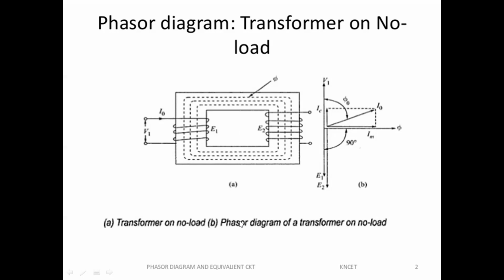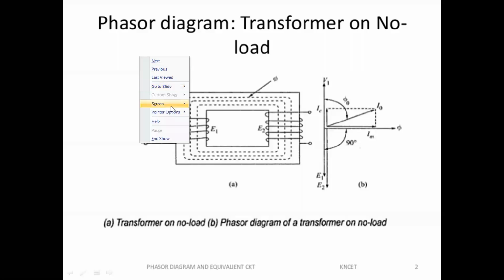In our last class, we discussed transformer phasor diagrams on no load. So today we will discuss the transformer phasor diagram on load. On load means an electrical load is connected on the secondary side of the transformer. That is what we will discuss.